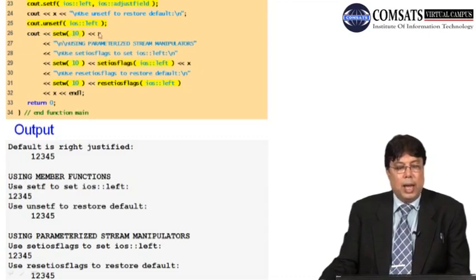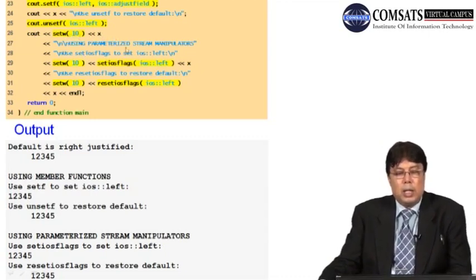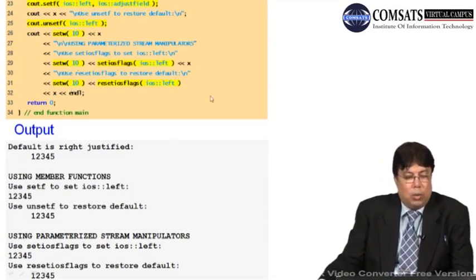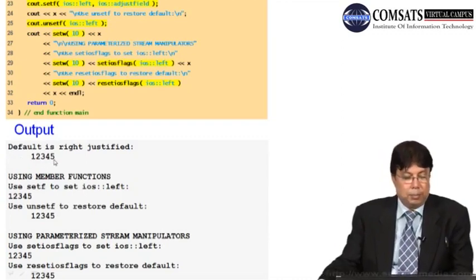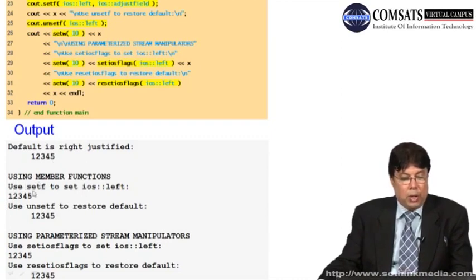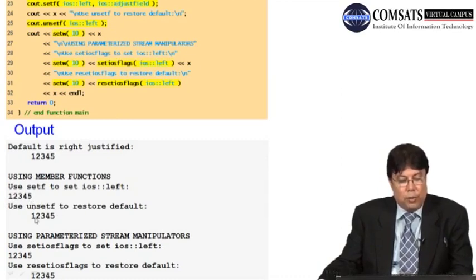Cout setw 10, x, and then again using parameterized, and here you say setw 10, then setiosflags to have justified. You can set it, use it, reset it, use it. So default is right justified, so it was setw 10, so it has used by default 5 spaces and then the 5 characters here. Using member function, use setf with adjustfield to set this one left, that we have done up here, and then it is left justified. Restore the default here, once again it is restored and it is there.